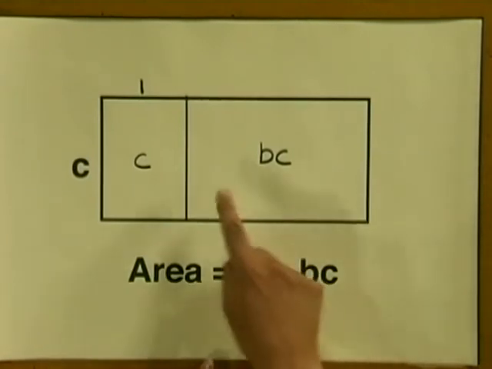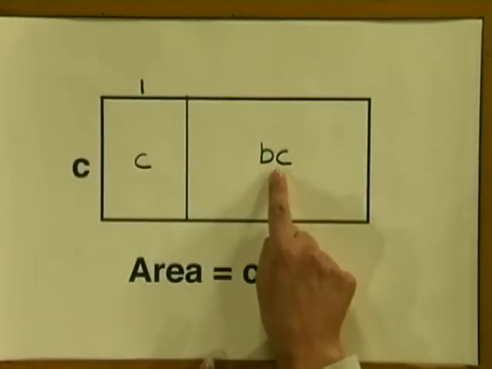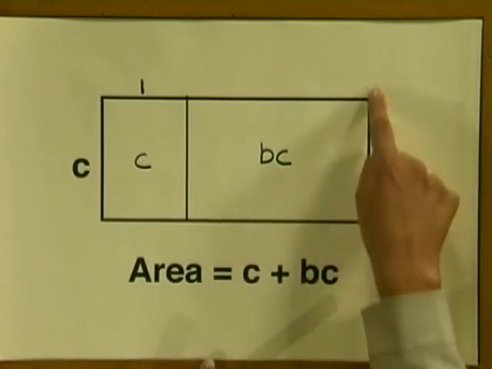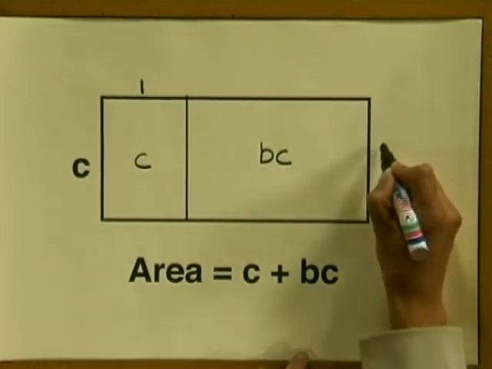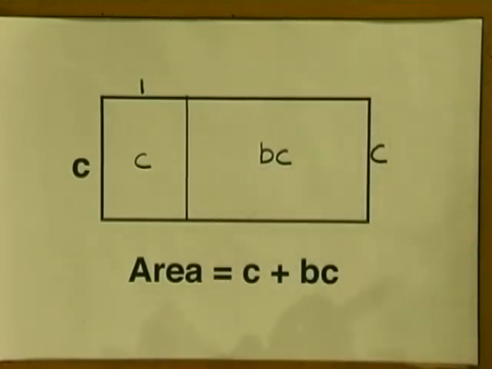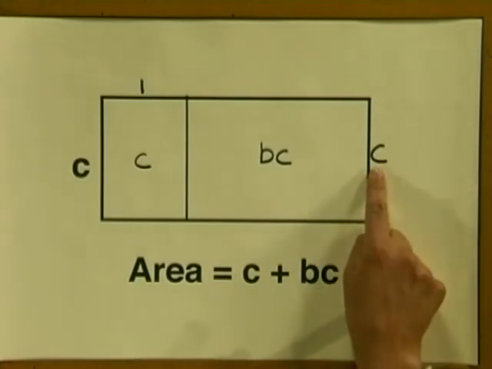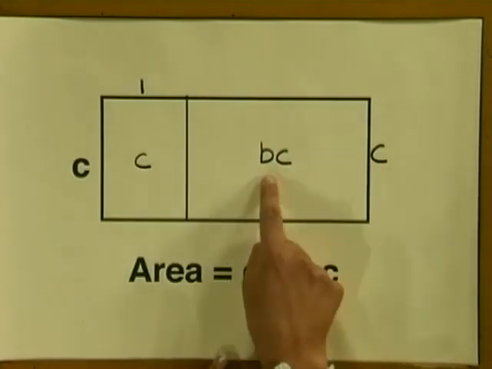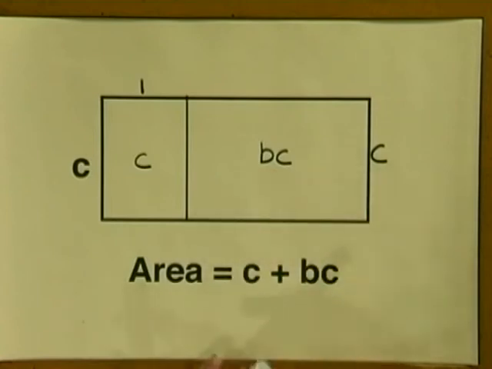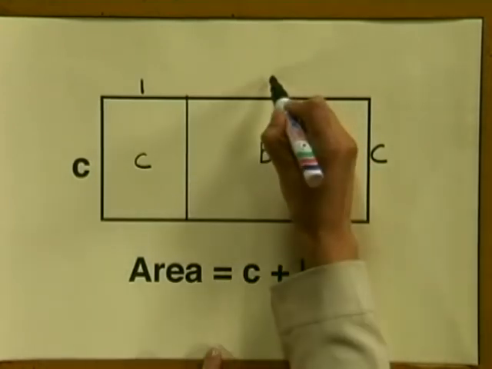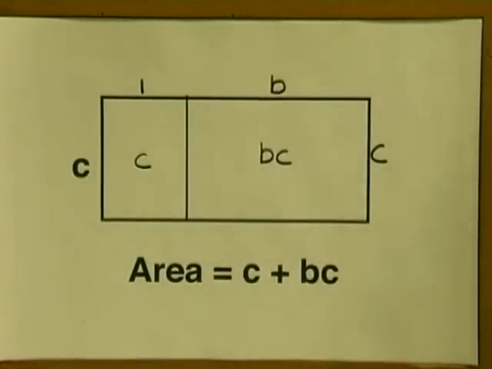In a similar way, the area of this rectangle is bc. Now this length is also going to be c. So let's fill that in. And now we need to say what multiplied by c would end up giving us our area bc. And the only thing that can be is b. And we fill it in.